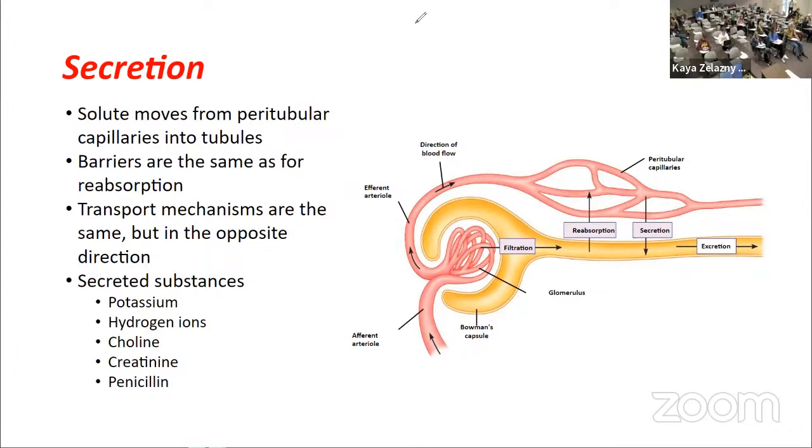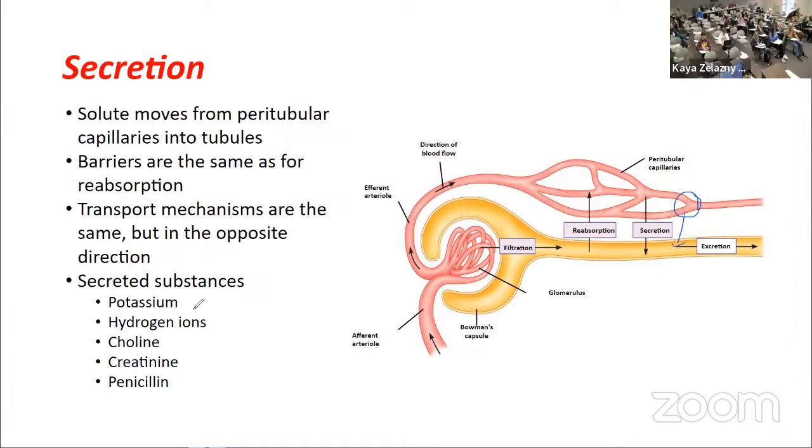Transport mechanisms, so like proteins, carriers, embedded in membranes, that works the same. You just have stuff moving in the opposite direction, but the overall process would work the same. Okay. Some substances that get secreted: potassium, hydrogen ions, choline, creatinine, penicillin. These things would be moved out of your peritubular capillaries and into the filtrate kind of later on.